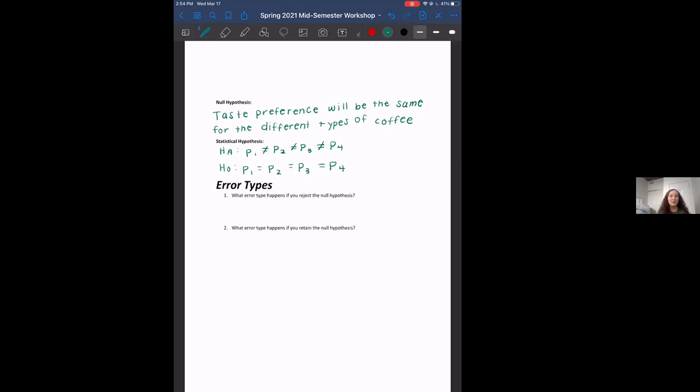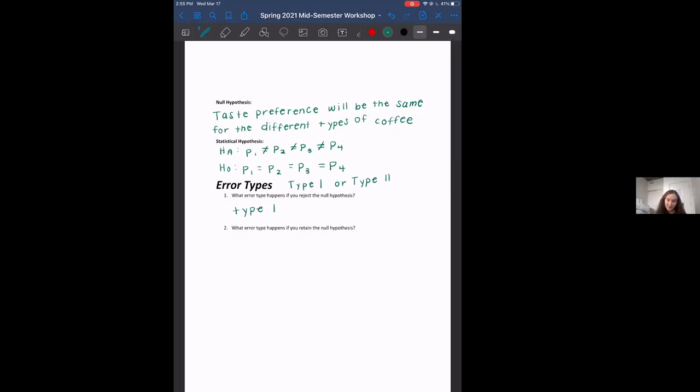Perfect. Okay, so let's do the error types now. So what error type happens if you reject the null hypothesis? Is it a type 1 error or a type 2 error? So type 1 or type 2. Does anyone know which one it is? Is it type 1? Yes, good, perfect. So it's type 1. So anytime that you reject the null, it's always a type 1 error.